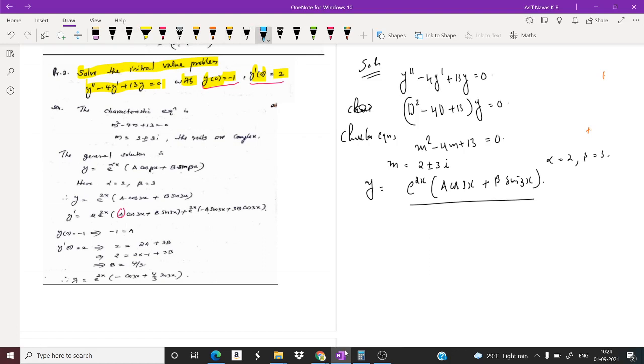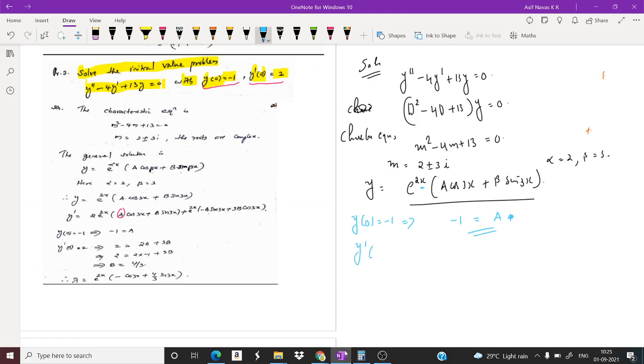So when we put y of 0 equal to minus 1, instead of x, I will put 0. Then I will get the value minus 1. So minus 1 is equal to, if I put 0 here, you will get e raised to 0, which is 1, times A cos 0, which is A, plus B sin 0. So A equal to minus 1.